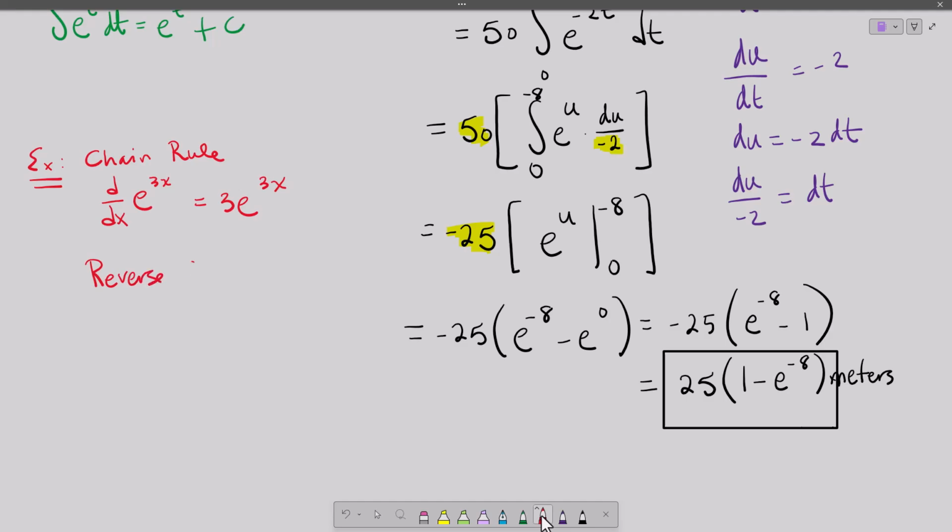So this is what I call it. It's what we'll call it in this class. In Calc 2, we just use it so much that instead of going through all these steps of substitution, we want a shortcut.